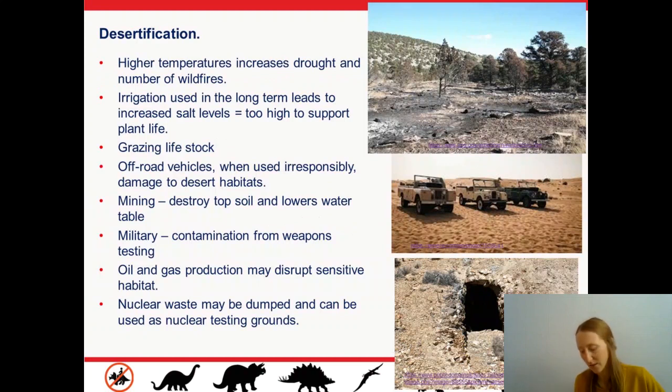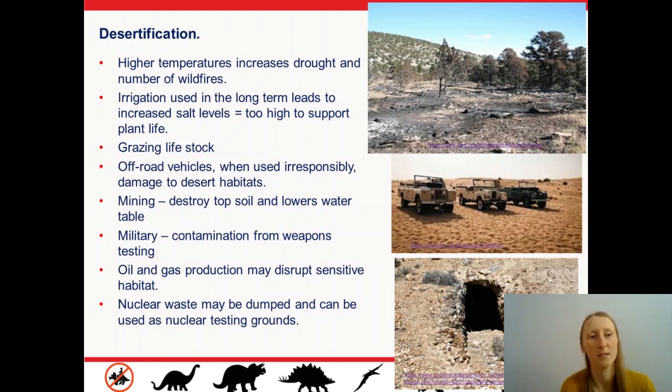Okay, so desertification is basically where humans are impacting the state of the deserts. And there are lots and lots of things occurring due to human life and what we're doing to the desert systems. There's a whole list on the screen there. So with high temperatures due to climate change, obviously, we're seeing an increase in the amount of drought and the number of wildfires.